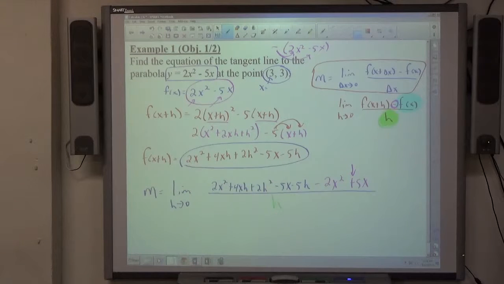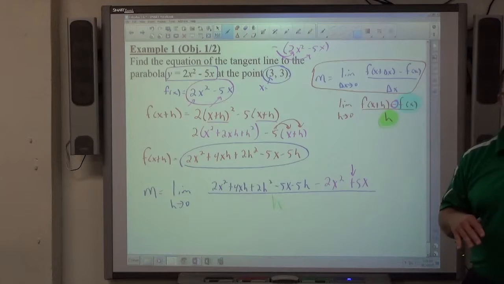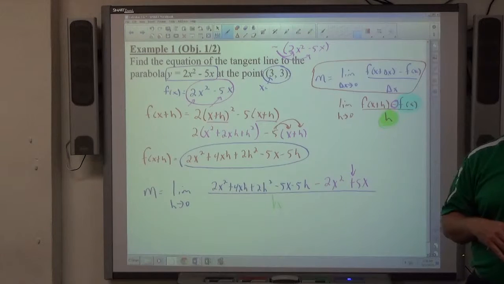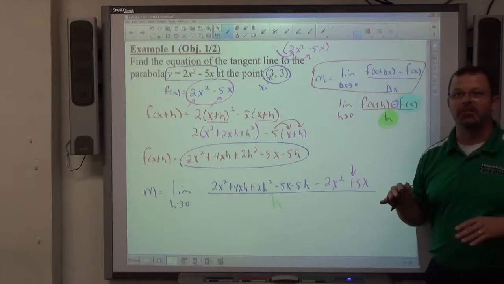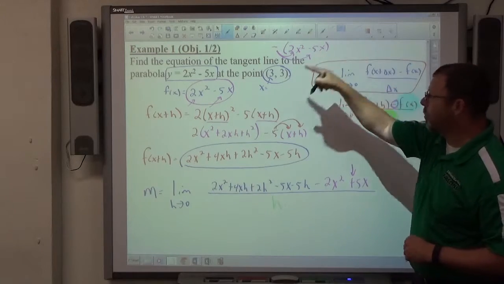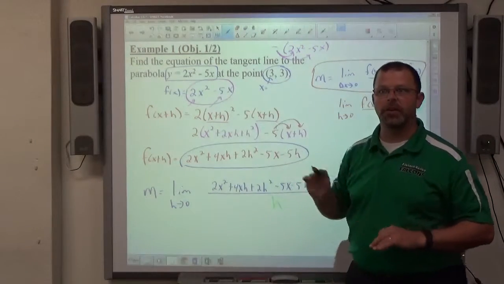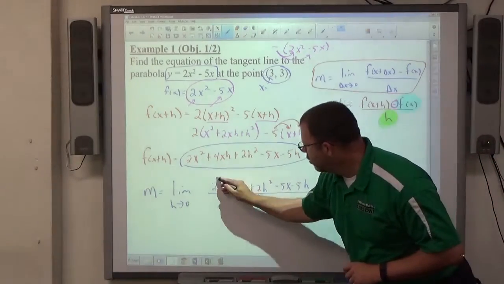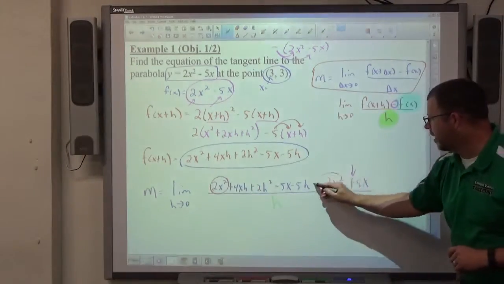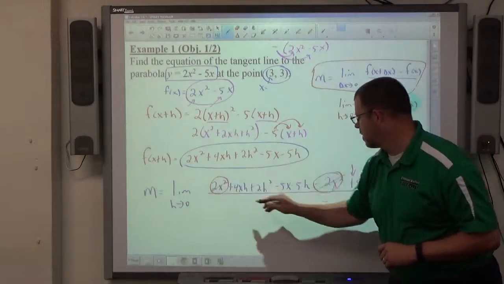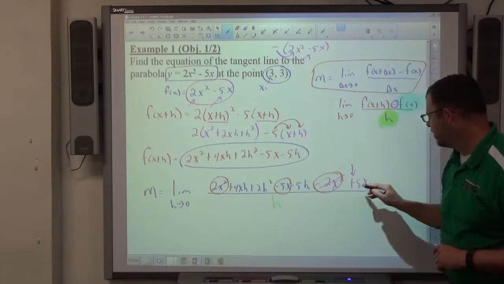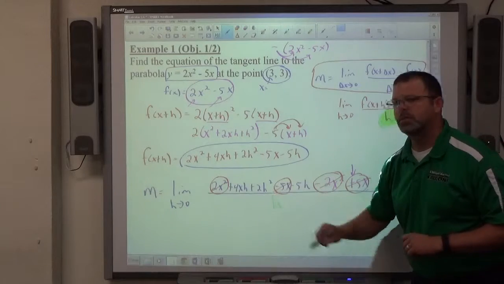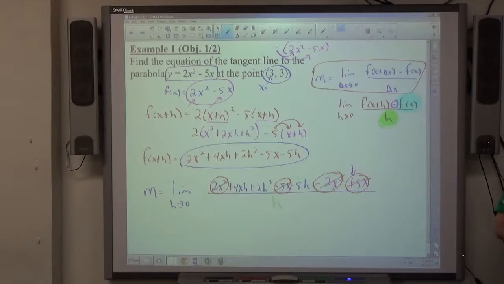All right? That's the step that really looks like, wow, why do I want to do it this way? This looks really like we messed this all up. All right? But polynomial functions are very, very polite and easy to get along with in these cases. 2x squared minus 2x squared cancel. Minus 5x plus 5x cancel. Everything that doesn't have an h on it on top is going to cancel.